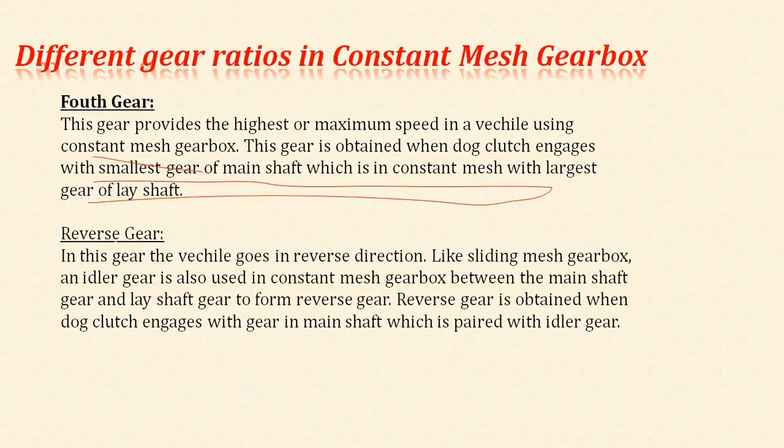And finally the reverse gear. In this gear the vehicle goes in the reverse direction, like the sliding mesh gearbox, and an idler gear is also used in the constant mesh gearbox between the main shaft and the gear on the lay shaft to form the reverse gear. The reverse gear is obtained when the dog clutch engages with the gear of the main shaft that is paired with the idler gear.